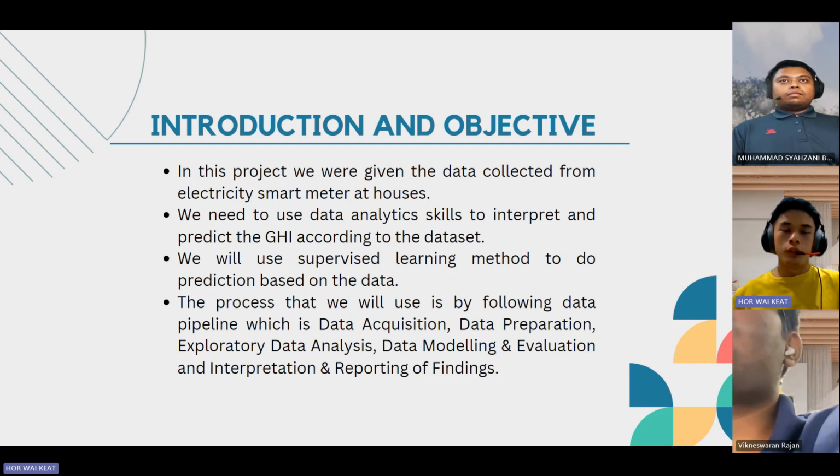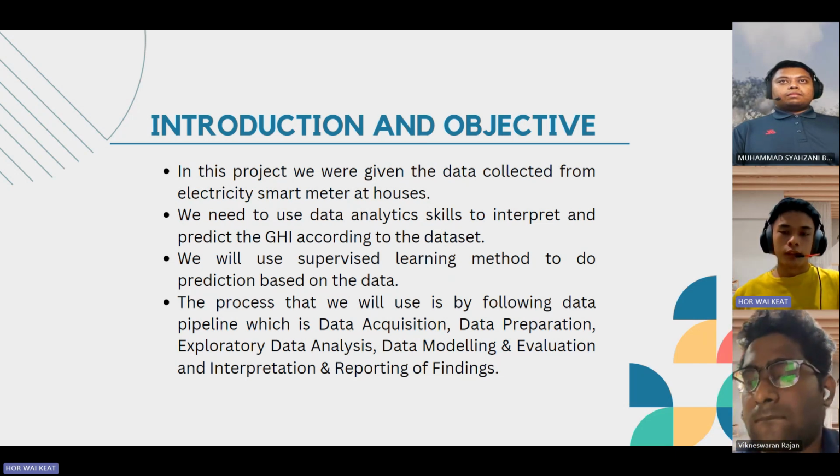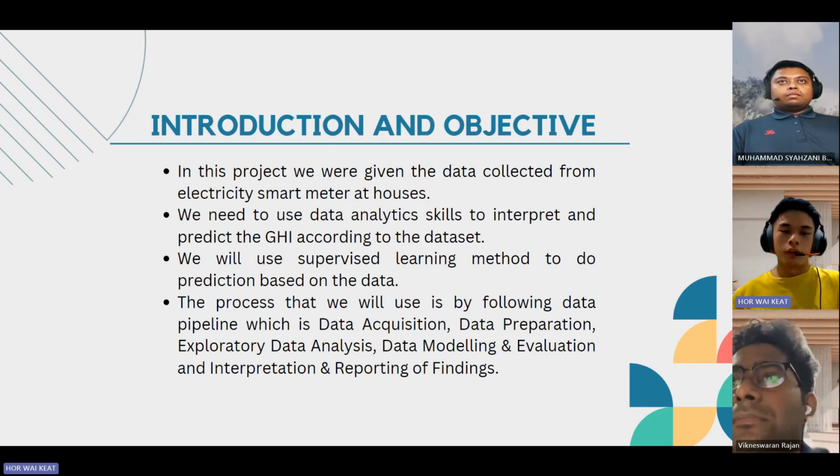The process that we will perform is based on the data science pipeline, which starts off with data acquisition, data preparation, exploratory data analysis, data modeling and evaluation, and finally interpretation and reporting of findings.